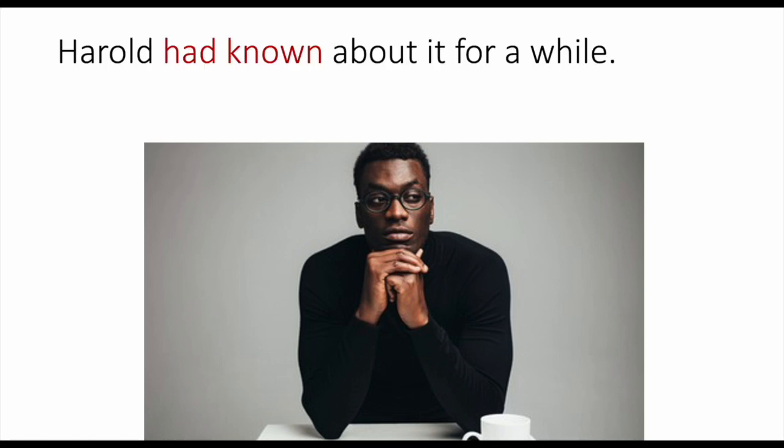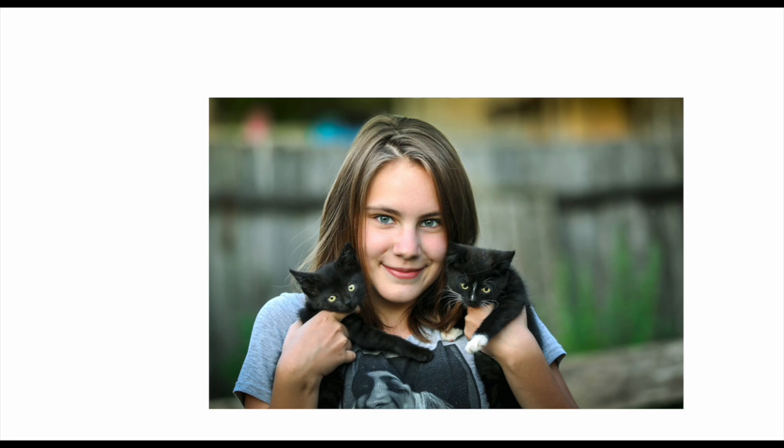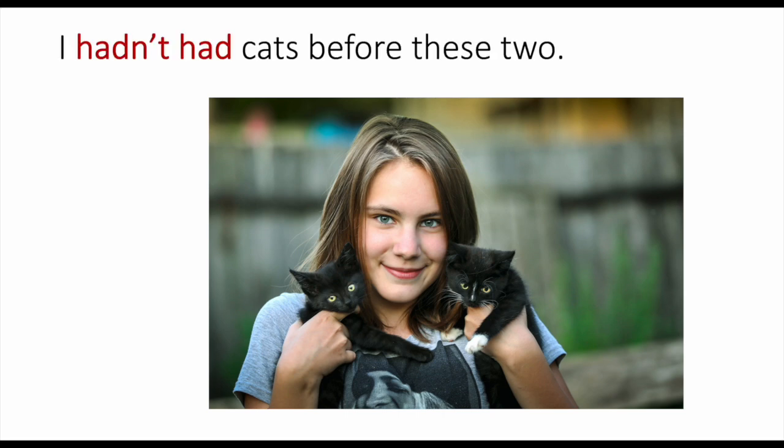Sometimes you can use only past perfect form, but if there is a background story, Harold had known about it for a while. It means that first he knew about something and then the others knew about it. Look at this example. I hadn't had cats before these two. Don't be confused if you have ever seen had plus had or hadn't plus had. This is fixed in past perfect form.